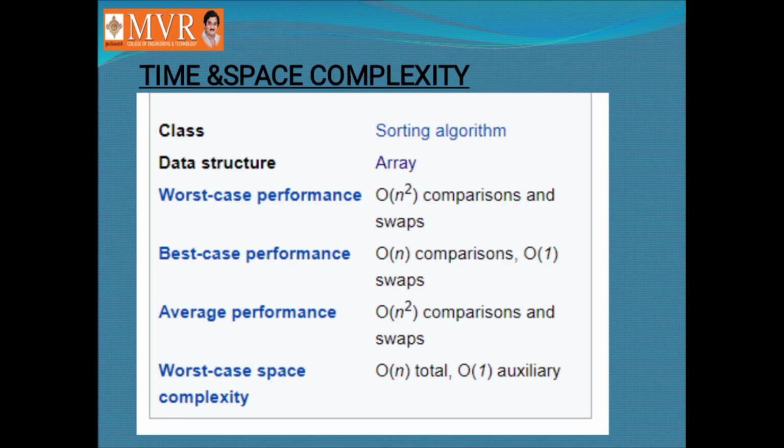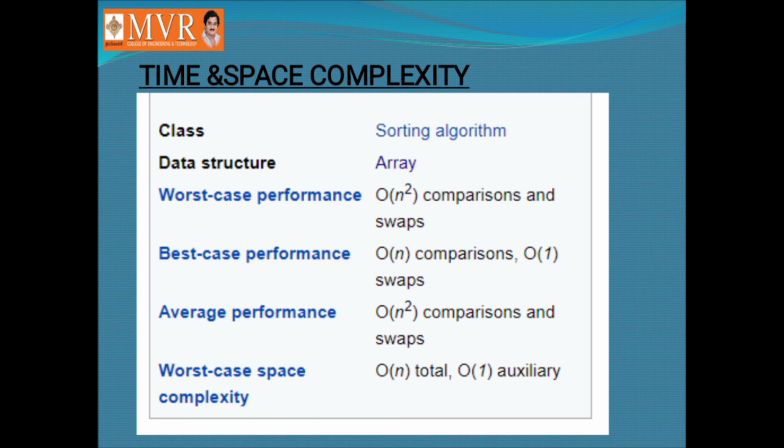Now coming to the time and space complexity. The space complexity is O of 1 and the worst case space complexity is O of n. And coming to the time complexity, the best case is O of n, and the average and worst case are O of n square.